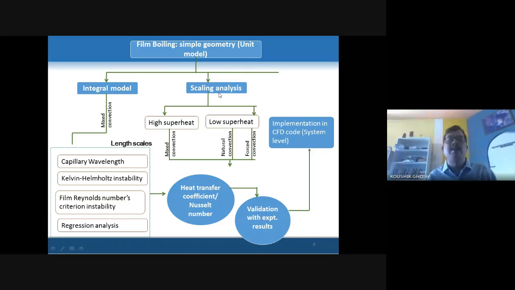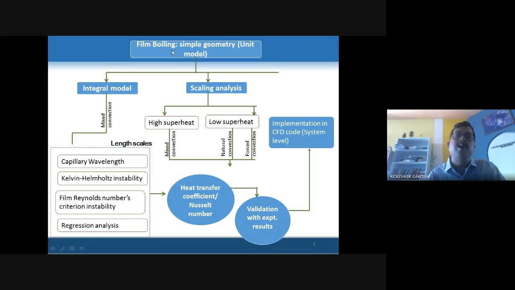Scaling analysis is something where you identify the proper scale of the problem, and if you go through the book of Bejan, Convective Heat Transfer by Bejan, there you will find the scaling analysis is given. So it's kind of an order of magnitude analysis, and you have to identify the proper scale.